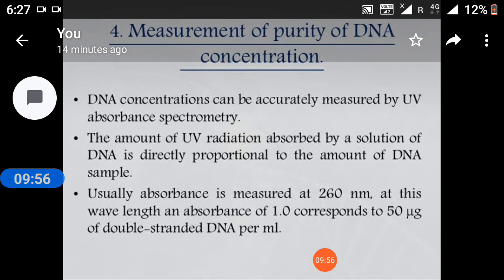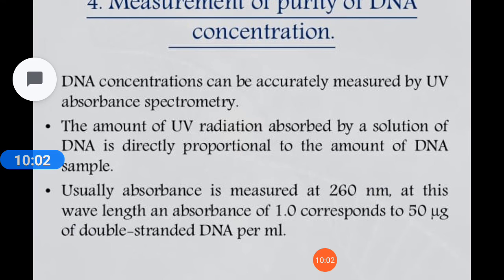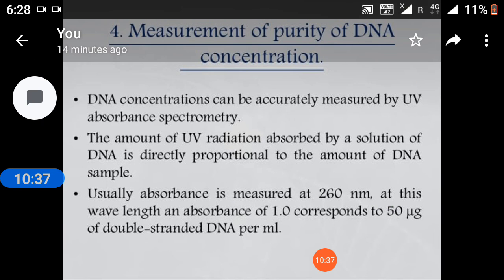See in these slides the whole series of DNA extraction and measurement of purity of DNA concentration. DNA concentration can be accurately measured by ultraviolet absorbance spectrometry. The amount of ultraviolet radiation absorbed by a solution of DNA is directly proportional to the amount of DNA in the sample. Usually, absorption is measured at 260 nm. At this wavelength, an absorption of 1.0 corresponds to 50 μg of double-stranded DNA per milliliter.